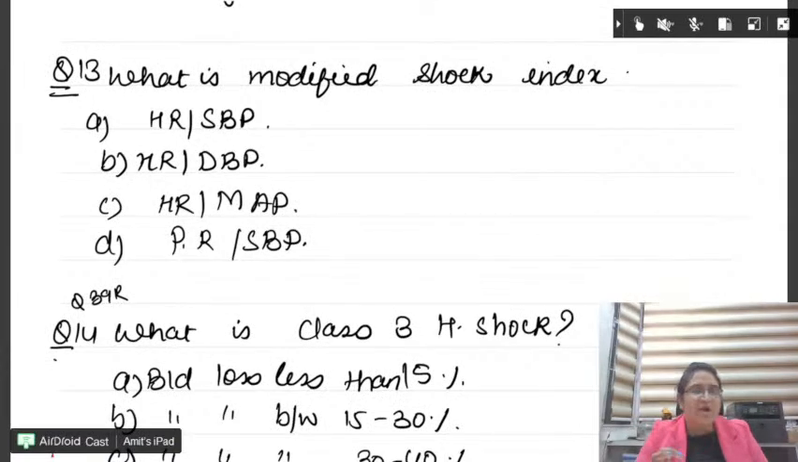Now, what is modified shock index? What is shock index? You should know. Question number 13. Heart rate by SBP, heart rate by diastolic, heart rate by MAP, and peripheral resistance by systolic BP. But you should know the short forms, because in the exam you may get this. Then there will be no one to tell you.